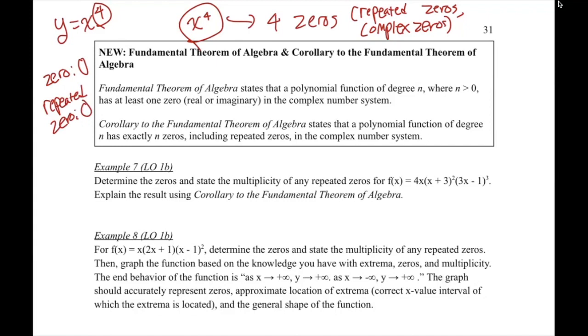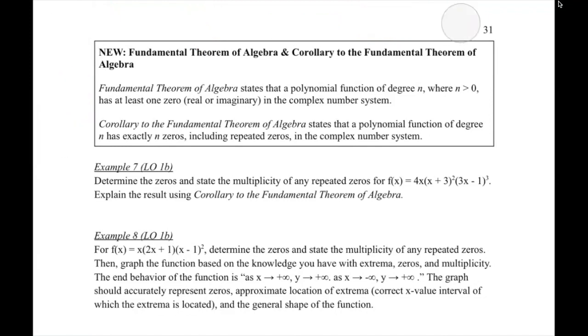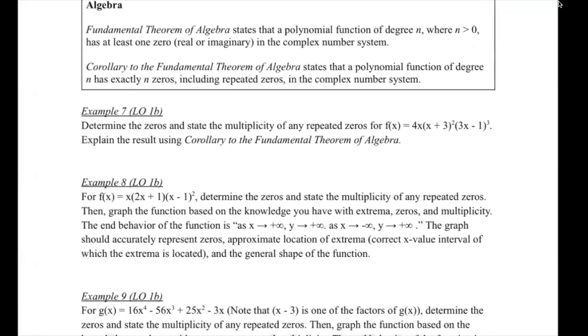So you can essentially predict the number of zeros available according to the corollary to the fundamental theorem of algebra, because if a polynomial function has a degree n, it means that it has exactly n zeros, including repeated zeros as well as complex zeros. Let's also try one question.